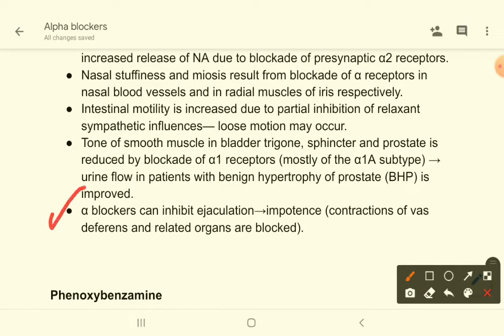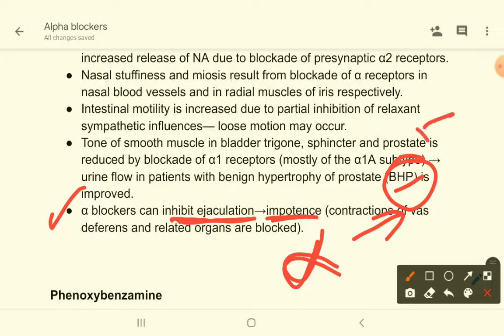And alpha blockers can inhibit ejaculation. That may lead to impotence. Why is that? Because you know that one of the functions of the sympathetic system is to produce ejaculation. So if you block the alpha receptors, that will lead to inhibition of ejaculation, and ultimately that may lead to impotence.